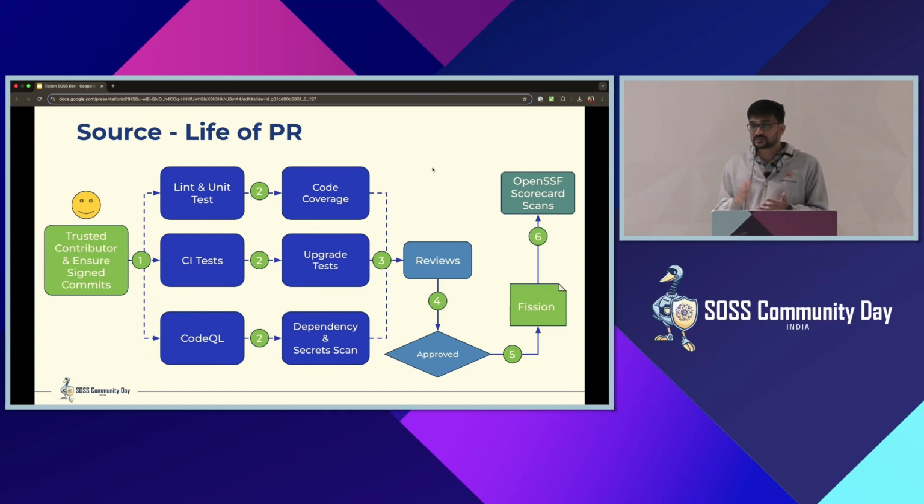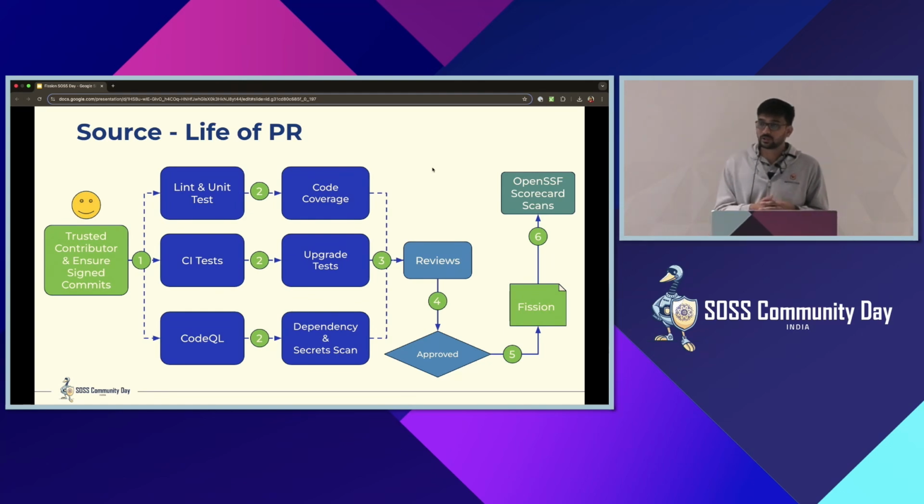There are a couple of checks that we generally run. There are lint and unit tests, which of course every project would have. Then we also measure code coverage, how much coverage we are getting from all the tests. If we are reducing the code coverage, we definitely push the contributor to increase that. Then we have the CI test and upgrade test. These are essential checks. With the upgrade test, we need to ensure that if a user is going to upgrade, we should not break things from the previous versions.